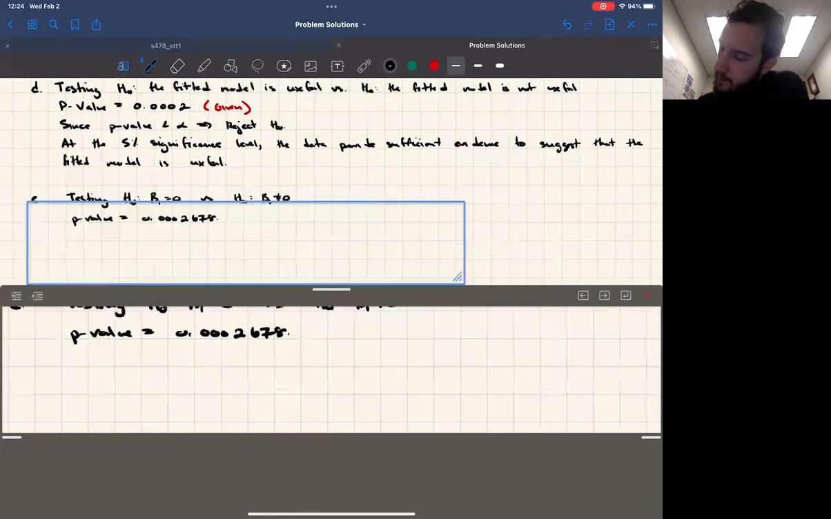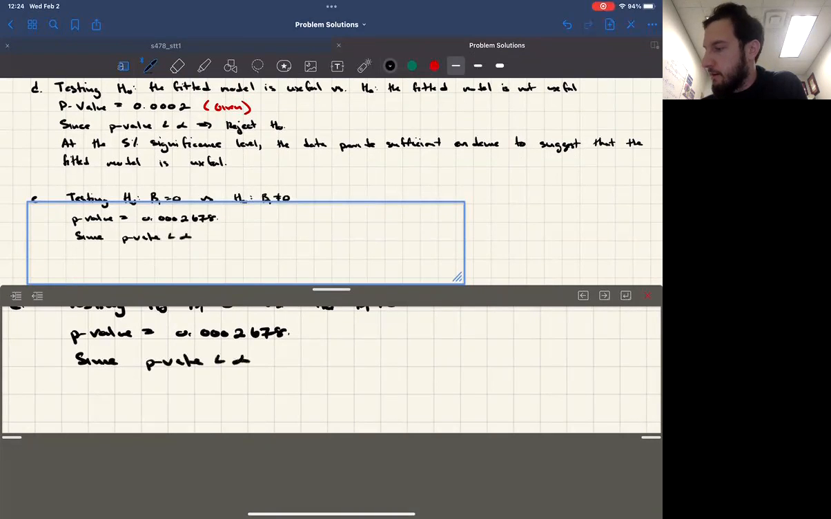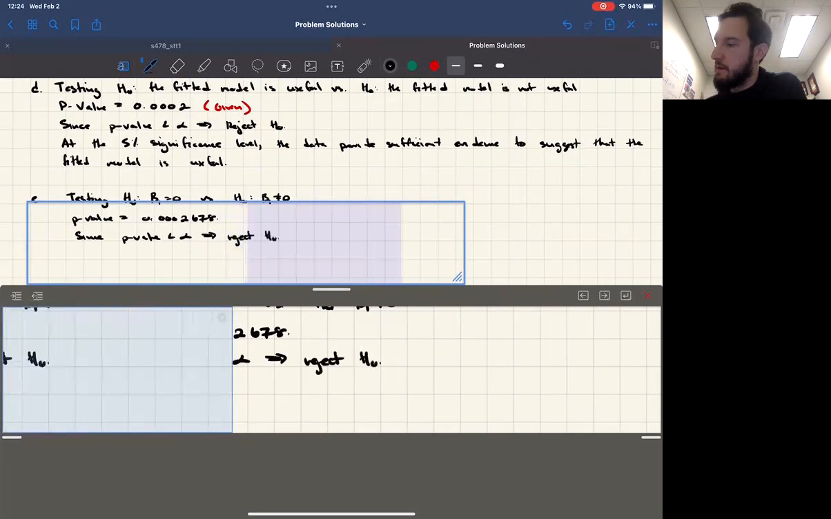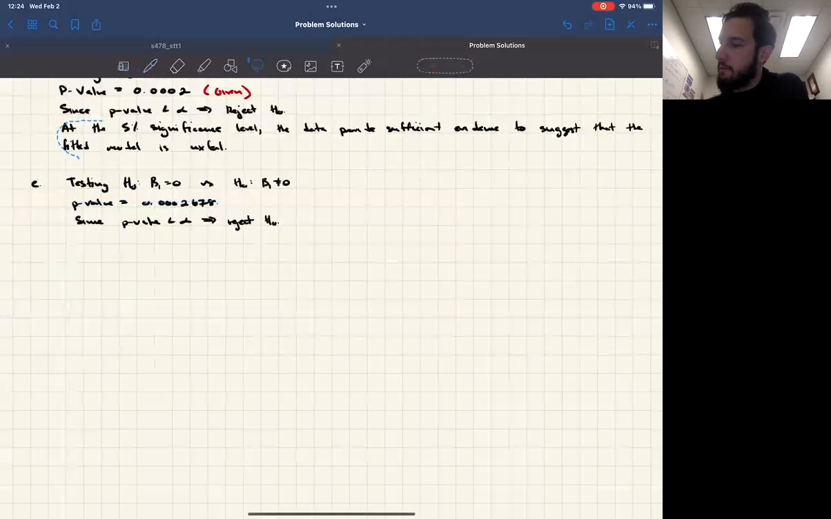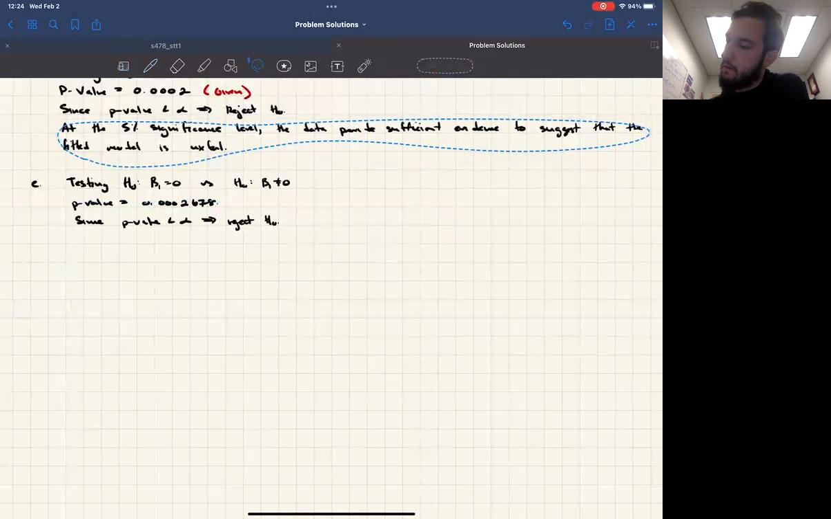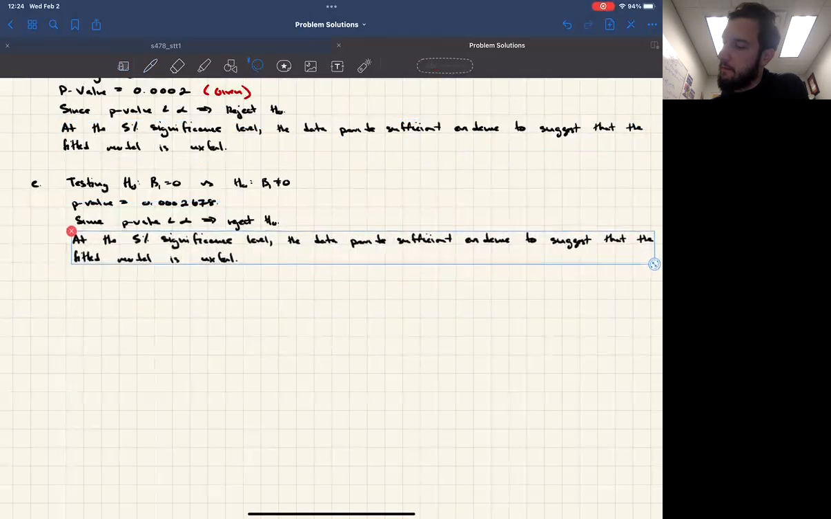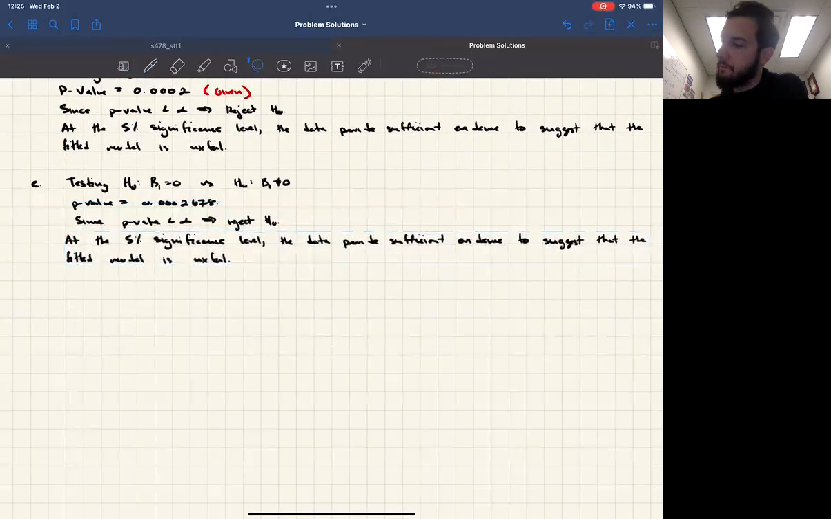Right, so in this case, since p-value is less than alpha, we can reject H0. And then we would basically have the same conclusion given above. So at the 5% significance level, I'll just cheat a bit here and pull this, but yeah, the same conclusion in this situation. So given the p-value for the test of significance, we have evidence that the model is useful.